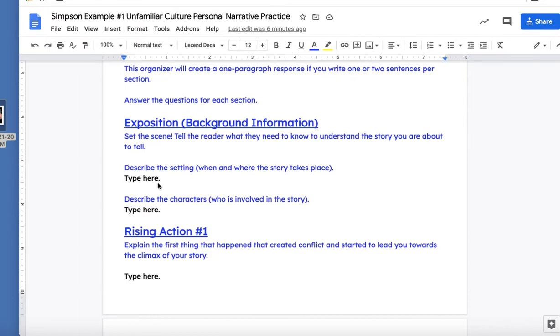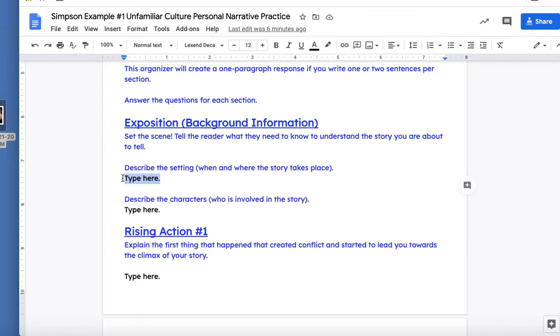So the first part of my personal narrative is the exposition. This is the background information that the reader needs to know to understand the story I want to tell. So I have to describe the setting, and then I have to introduce the characters. That's who's involved in the story. So we don't have to be super complicated for this particular prompt.